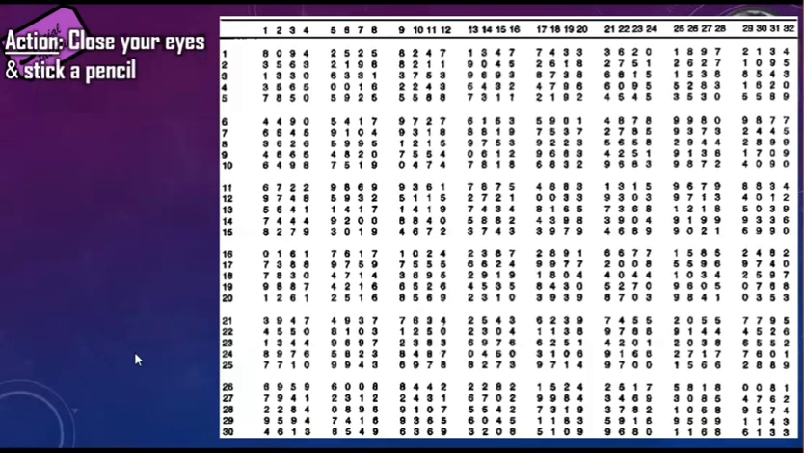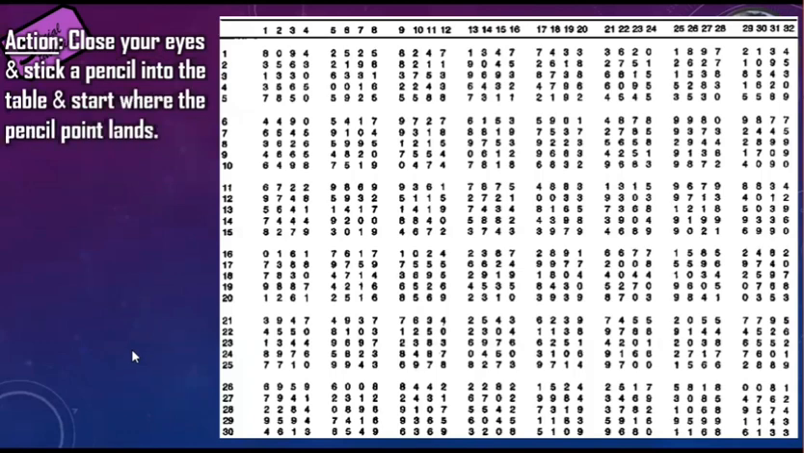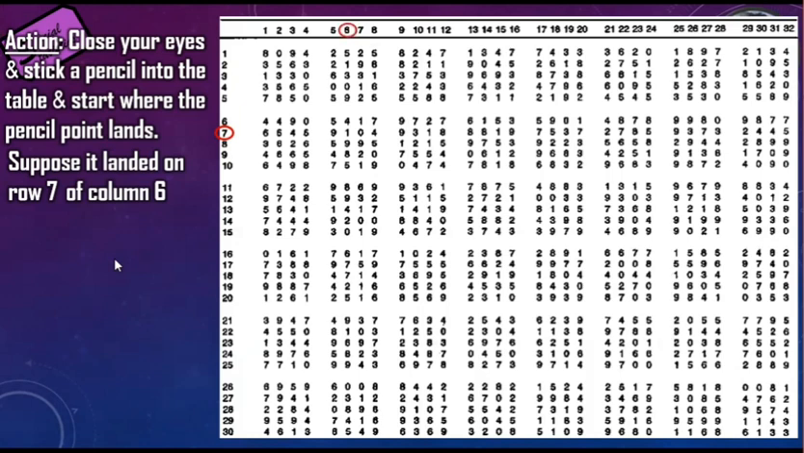Action. Close your eyes and stick a pencil into the table and start where the pencil point lands. And this is really what you are going to do as a researcher. Now, suppose it landed on row 7, of column 6. Row 7 of column 6. So what's the number?